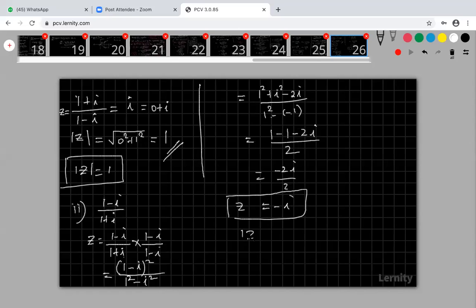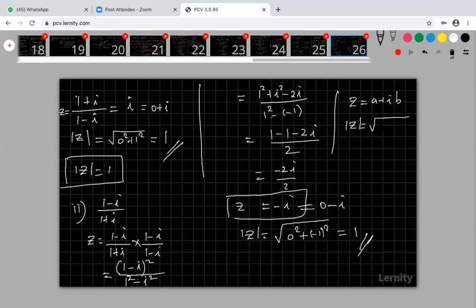What is the magnitude, what is the modulus? This is 0 plus minus i. So the magnitude is 0 square plus minus 1 square, that is also 1, the same 1. If a plus ib is the complex number, then the magnitude, the modulus of z, is nothing but the real part square plus the imaginary part square.